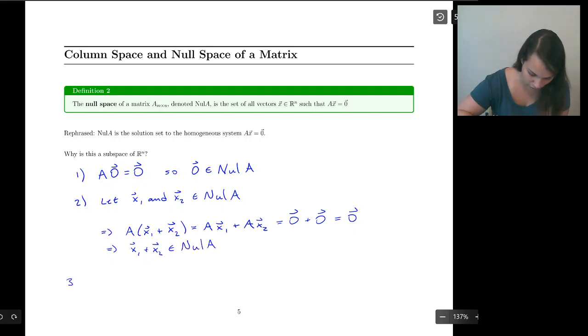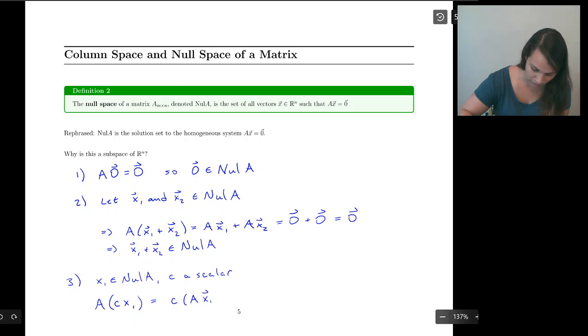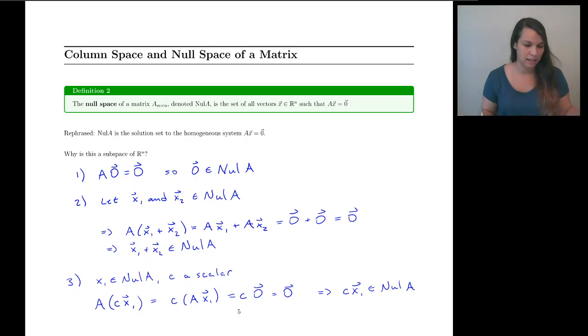And then number 3, we want to be able to multiply. X1 is in the null space, and C is a scalar. So then C times X1 is going to be multiplied by A, and hopefully we'll get 0. We can use properties of matrix vector multiplication to pull that C out to the front. So C times the 0 vector, and that will be 0. So then C X1 is in the null space as well. So yes, null space is a subspace of Rn.